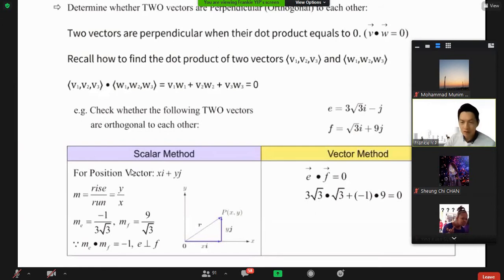Why? Because in the dot product, it equals their two magnitudes multiplied together and also cosine theta. And because they are perpendicular to each other, cosine theta becomes 0. Cosine 90 degrees becomes 0. Got it? Okay, so let's continue.